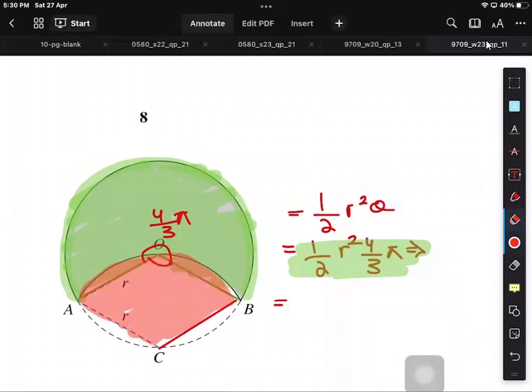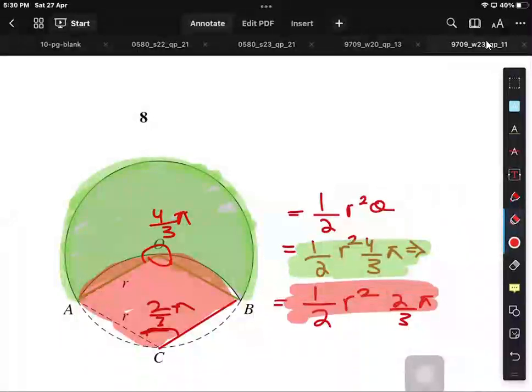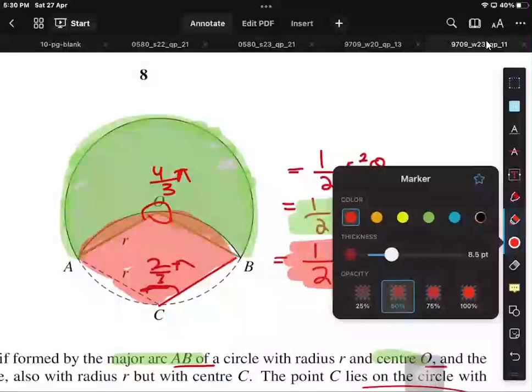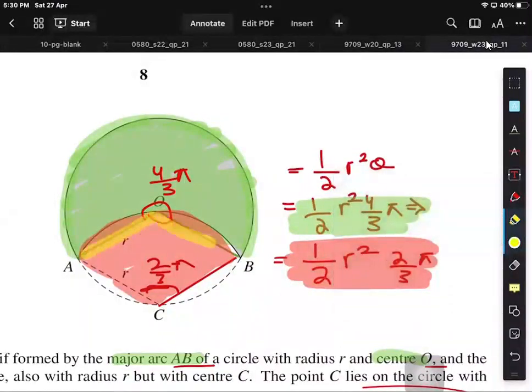So let's calculate the area of this sector. The formula would remain the same, half r squared theta, and theta in this case would be this, which is 2 over 3 pi. So 2 over 3 pi, right? That is our red area. Now, from that red area, we can figure out the area of these two triangles, and then we can subtract the area of these two triangles.